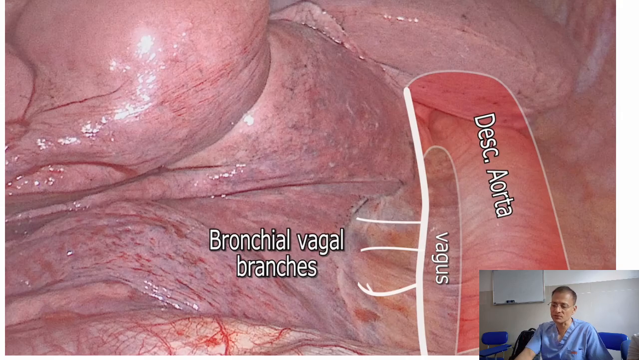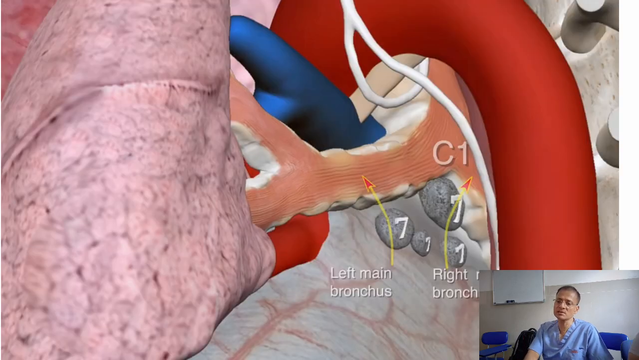So, again on the left side, now you can clearly see here the aorta and the recurrent laryngeal nerve. This is the carina, the right main bronchus and the left main bronchus. So this boundary up to here will be the level 7 lymph nodes, right? These are the level 7 lymph nodes that we have to identify.